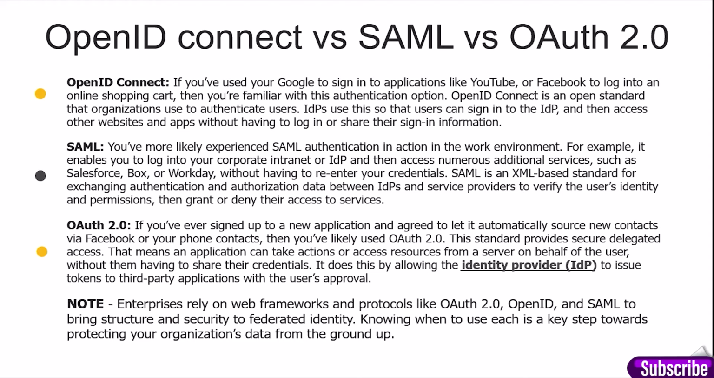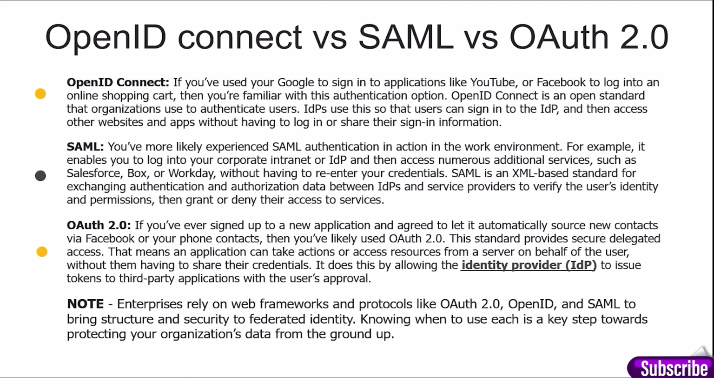Now, OAuth. What is OAuth and when should you use it? If you have ever signed up to a new application and agreed to let it automatically source new contacts via Facebook or your phone contacts, then you have likely used OAuth. This standard provides secure delegated access. This means an application can take actions or access resources from a server on behalf of the user without them having to share their credentials. It does this by allowing the identity provider to issue tokens to the third-party application with the user's approval. So, OpenID Connect and SAML are used for authentication, and OAuth is used for authorization.